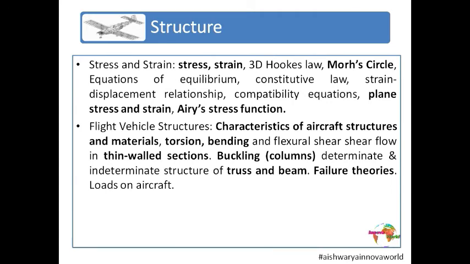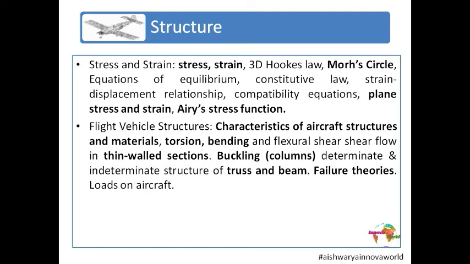Next comes flight vehicle structures. You can see the characteristics of aircraft structures and materials. Since you will be writing this GATE exam in the final year, obviously you will have a nice idea about the basic characteristics and the materials. Then comes torsion and bending, which we already study in the second year of your academics. So you have to focus on those topics, each individual chapter you have to study.